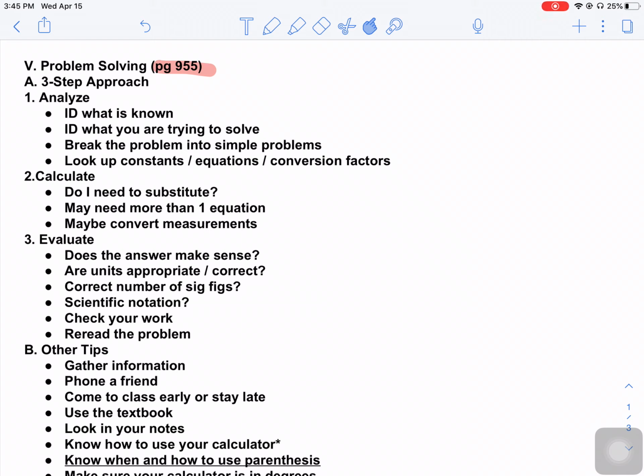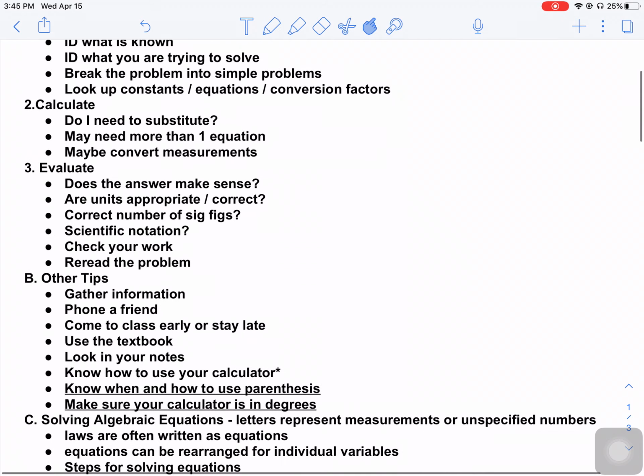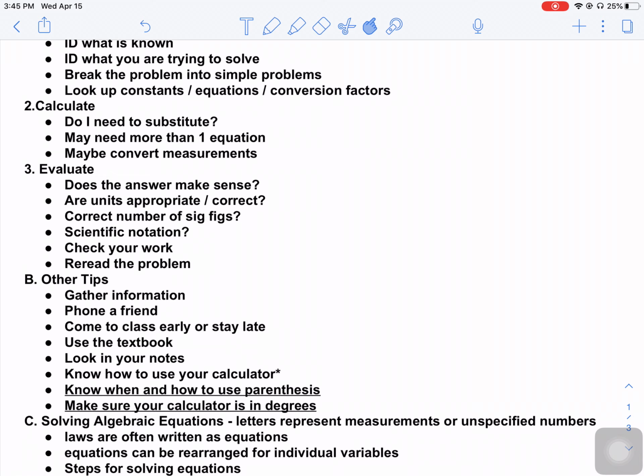Sometimes you have to break problems into simpler problems, and you might need to look up constants, equations, or conversion factors. But in the homework assignments, oftentimes I will give you the equations and many times the conversion factors as well. All right, sometimes you need to calculate some things. You might need more than one equation. You might need to be able to convert measurements. Maybe I give you something in grams and you need to convert it to kilograms. I think you have to do that in tonight's assignment.